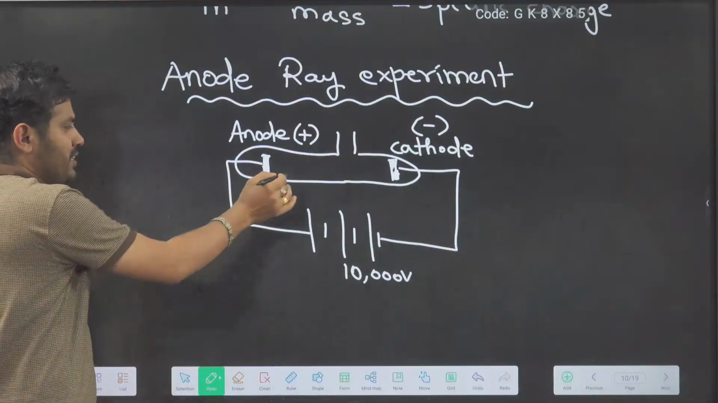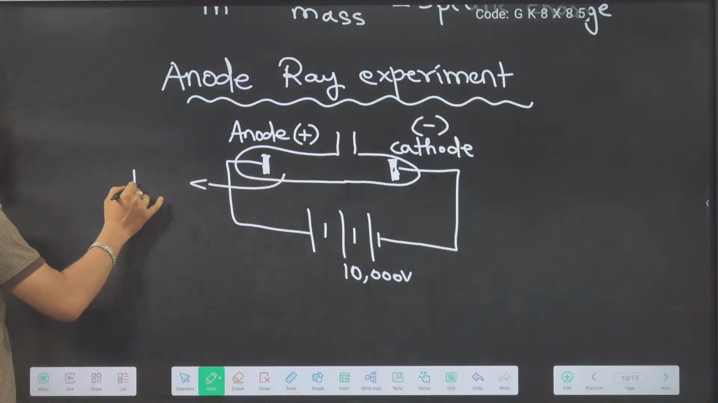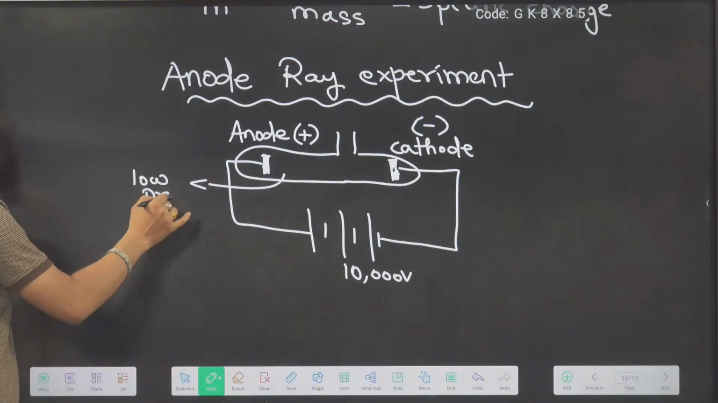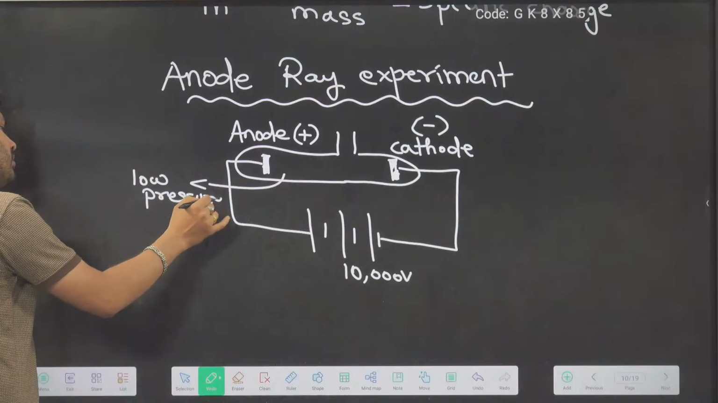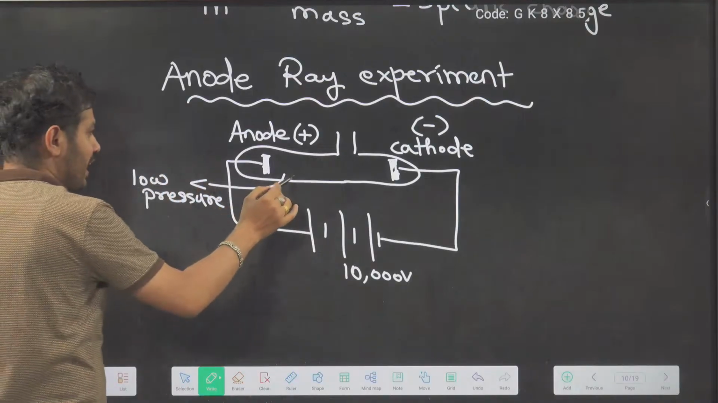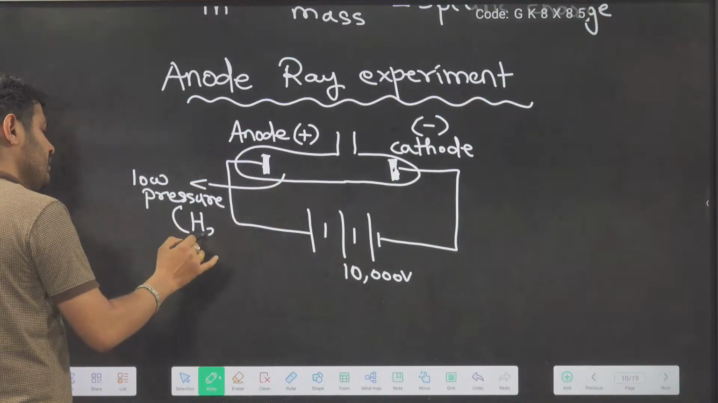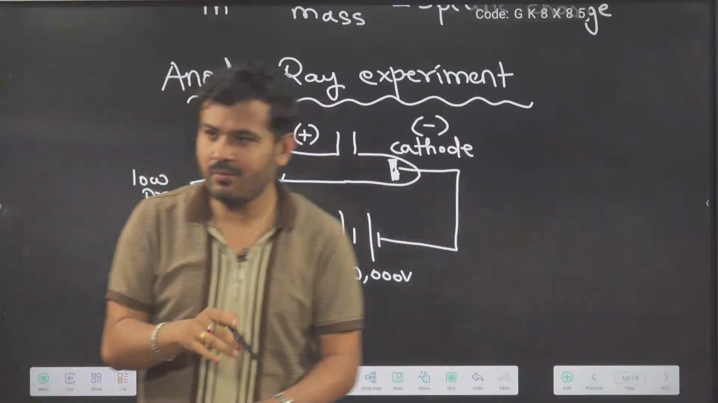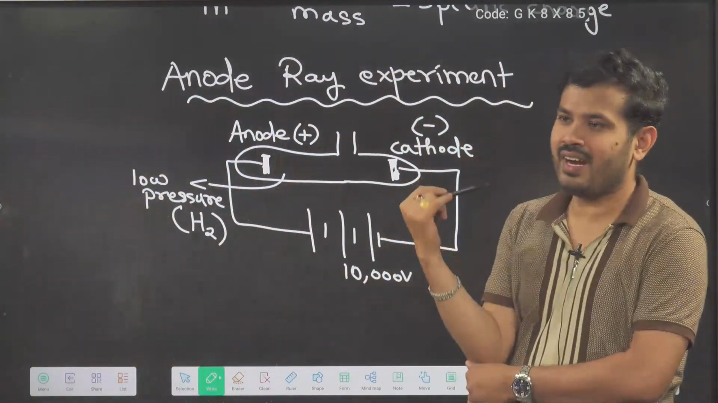We have very low pressure inside. Here low pressure is there. Low pressure is there due to some gas, right? Suppose we have hydrogen gas inside. For this time I am talking about, let us say we have hydrogen gas inside.